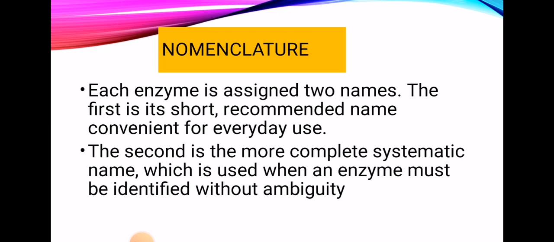Coming to nomenclature, each enzyme is assigned two names. The first is its short, recommended name, convenient for everyday use. The second is a more complete systematic name, which is used when an enzyme must be identified without ambiguity. It is something like how you call the neem tree. Neem is the common colloquial term, whereas Azadirachta indica is the scientific name. Similarly, enzymes are also named like that, one common name and one systematic name.